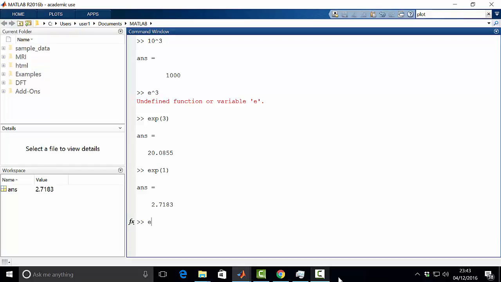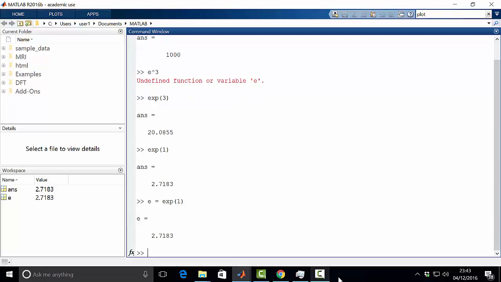So you could make the definition e equals exp of 1 if you want to, and then you could type e to the power of 3 like this to get the result. But most of the time it's preferable just to use the inbuilt function to avoid introducing unnecessary definitions.